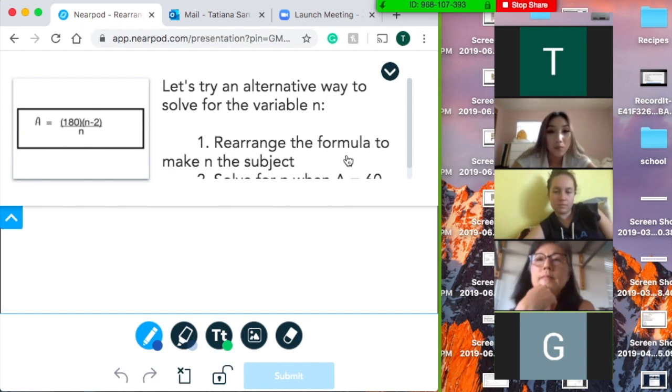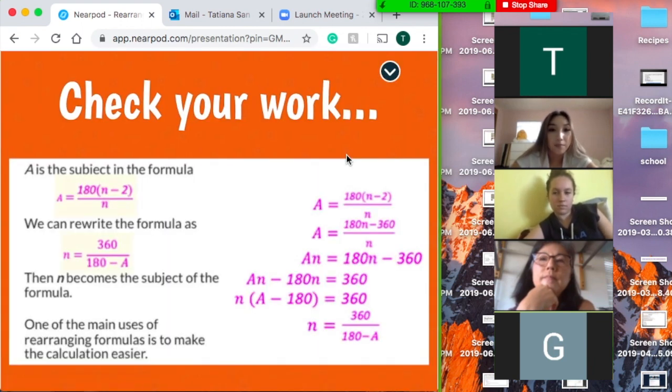Awesome. And yours is looking good too. Okay, so just about everyone is finished. So I'm going to move on to the next slide. And just to check your work, so here A is the subject of the formula, which is the formula we started with, and we can rewrite it to get n equals 360 over 180 minus A. So then n is the subject of the formula.